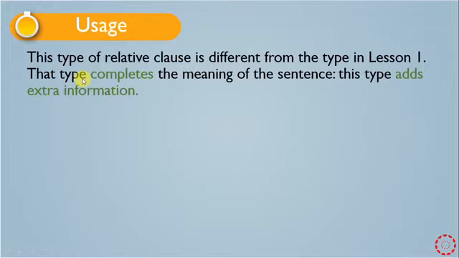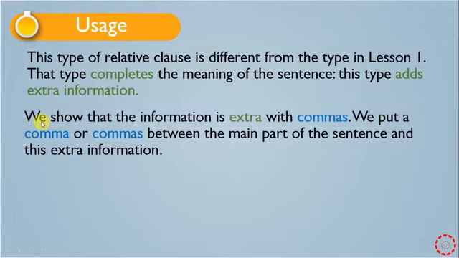That type, I mean the one that we studied in Lesson 1, completes the meaning of the sentence. But this type adds extra information. And we show that the information is extra with commas. We put a comma or commas between the main parts of the sentence and this extra information.